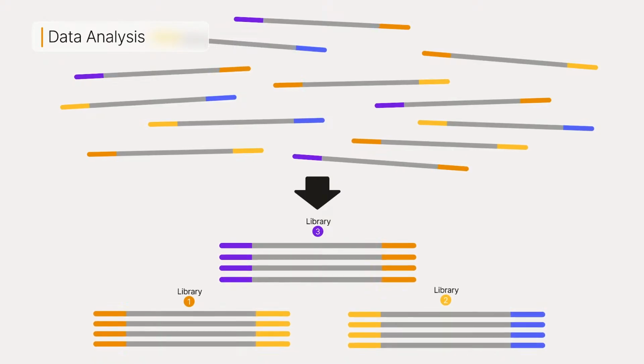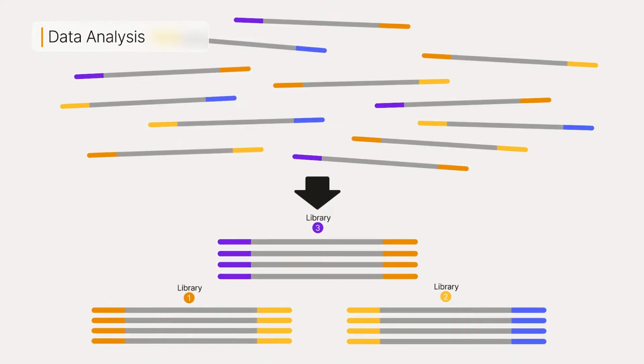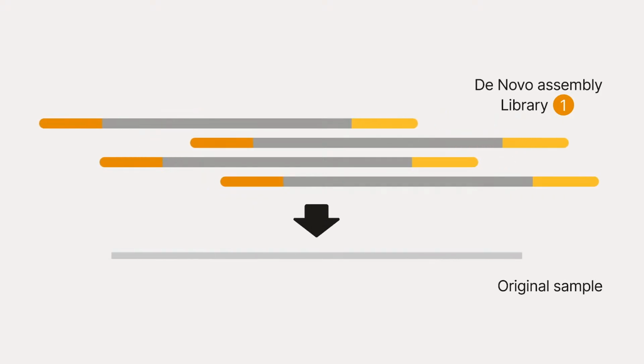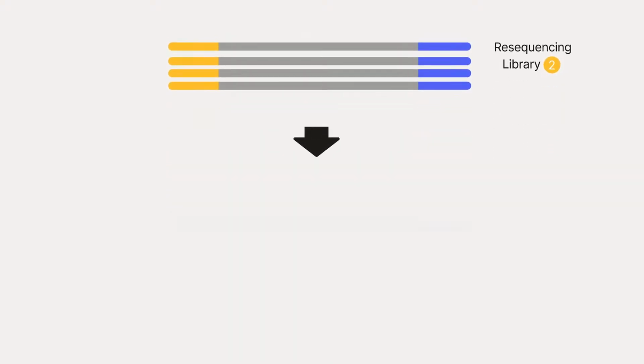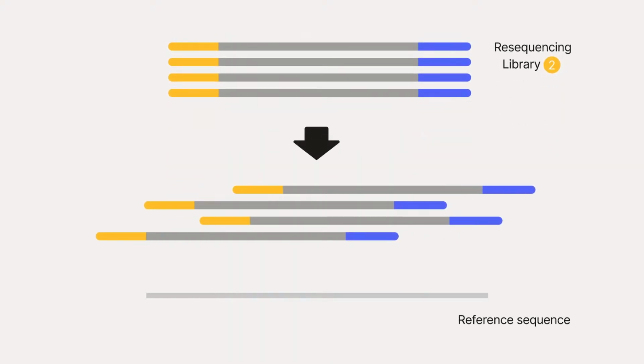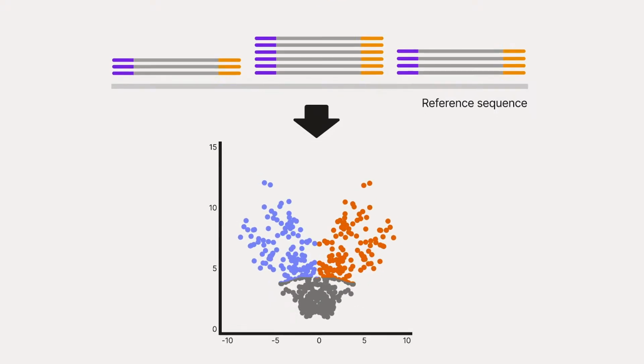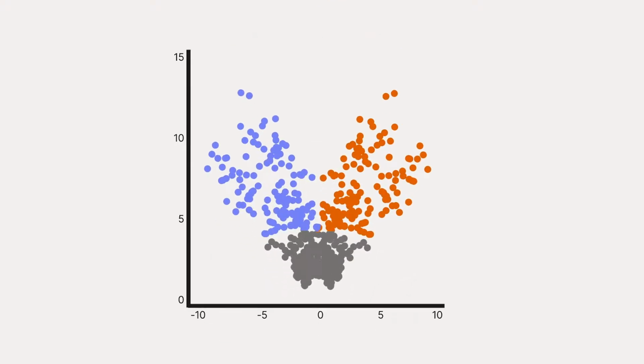Based on the library preparation and chosen sequencing application, downstream processes can either assemble sequences to reconstruct the original sample without the need of a reference sequence, map and align sequences to a reference genome to identify regions that differ from the reference genome and detect variations, or count molecules via sequencing reads to assess abundance and gene expression. This omic data can be easily centralized within the Illumina connected software ecosystem.